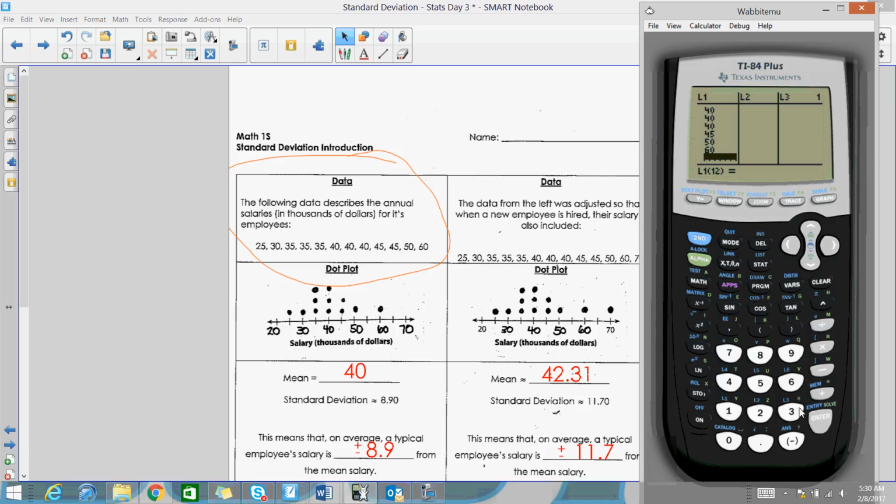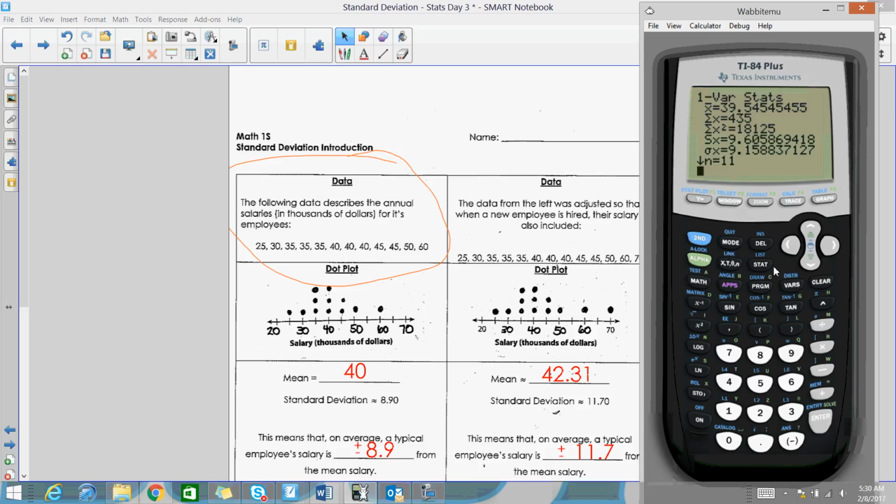Now, once you've typed in all your data, you go back to stat, and you go over to the top right where it says calc. So you use your arrow to go over to calc, and then 1-Var Stats. This is all the same exact stuff we did yesterday. So you hit enter at 1-Var Stats. Now if you have a new calculator, you have to hit enter a couple times or scroll down to calculate. Older calculators, all you have to do is hit enter and bam.